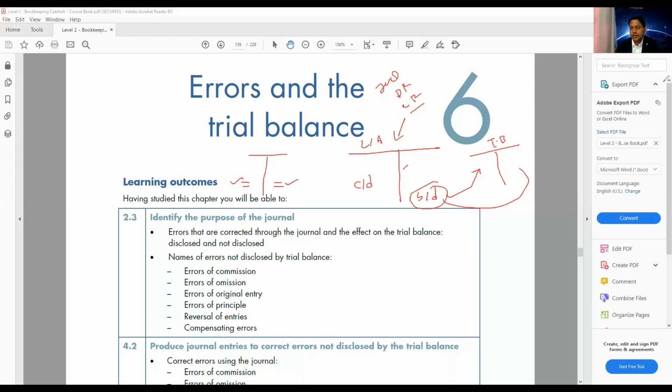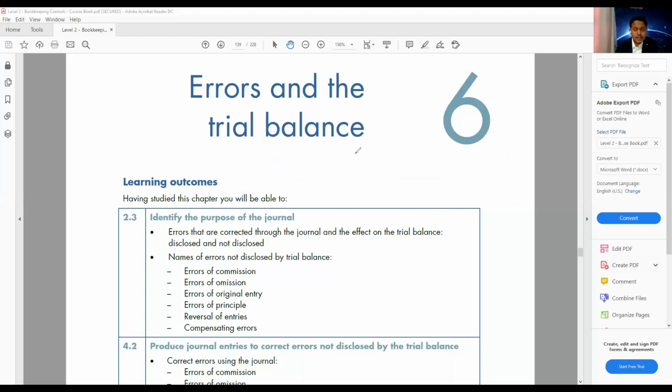So let's talk about the errors, the mistakes. Now we have 2 types of error. The first type is errors where the trial balance will still balance. Because of some errors, my trial balance debit side and credit side will still match.